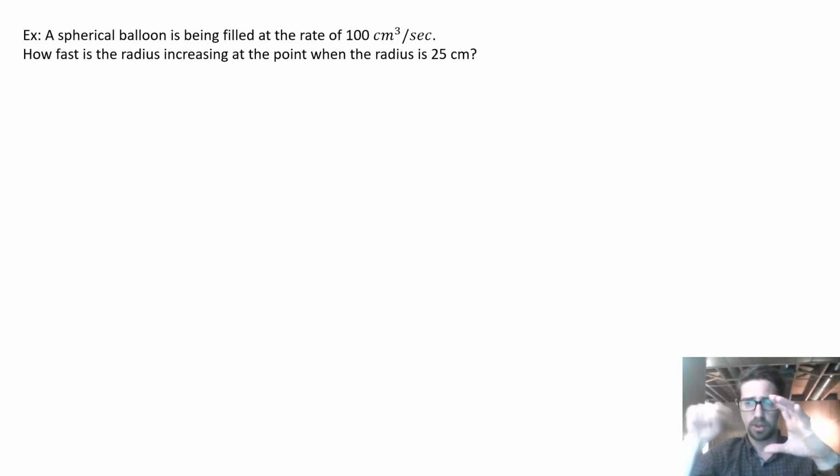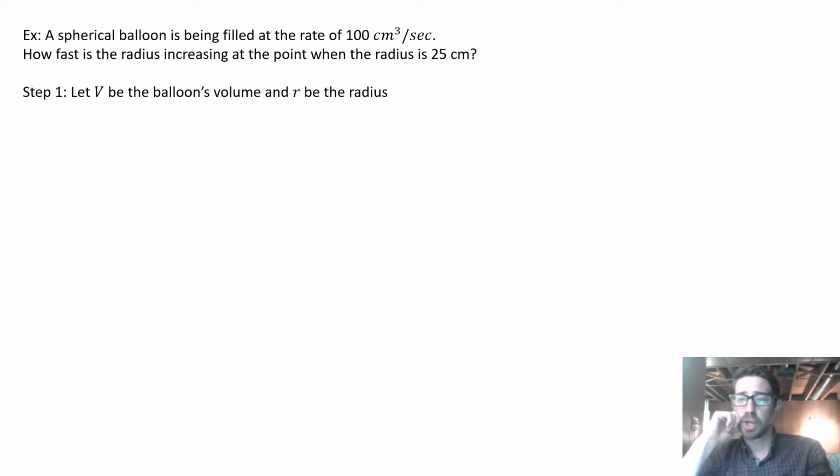So just picture a sphere with a radius at the exact point when the radius is 25 centimeters. The thing about this problem is if the balloon's small, the radius is increasing pretty fast, but the bigger the balloon gets, it's going to start actually growing slower. Even though we have the same amount of air being pumped in, the radius isn't going to grow as fast. So we're specifically wondering how fast the radius is increasing at a certain point, when the radius is 25 centimeters.